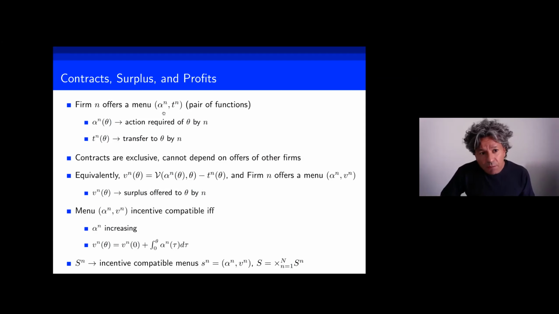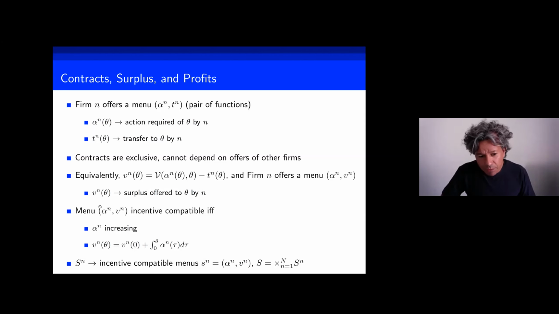So instead of thinking about a menu as this pair of functions, alpha and the transfer, the standard thing that we do sometimes is to think about it in terms of the allocation, the alpha function, and the surplus that firm N gives to each of the types. So this is what we are going to do henceforth. We are going to forget about the transfer for now.